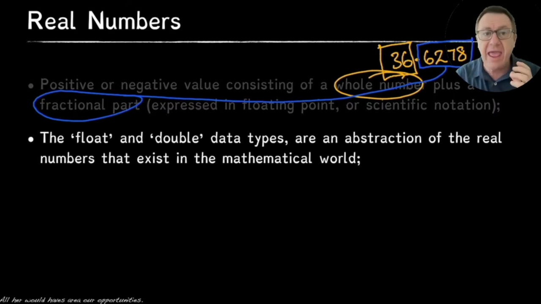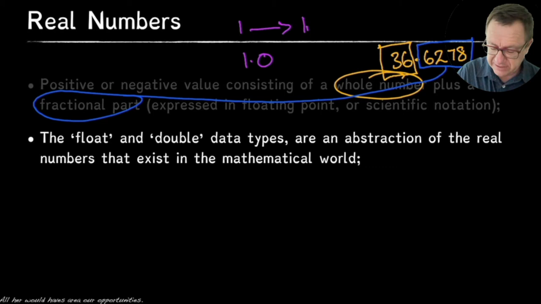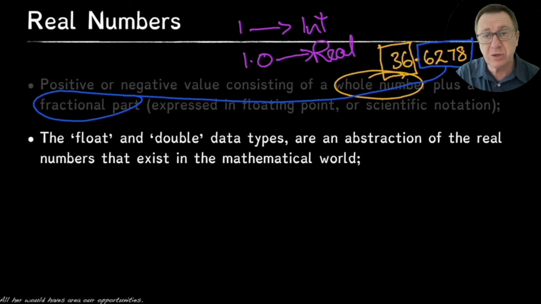Now the float and double data types, these are what we will use in Java, and I say that it's an abstraction of the real numbers. So we use float and we use double when it comes to real numbers, okay? Integers are integers, real numbers are real numbers. And as a side note to keep in mind, within the computer, 1 is an integer and 1.0 is a real number, okay? Really important because floats, doubles, and integers can have different memory size allocation.